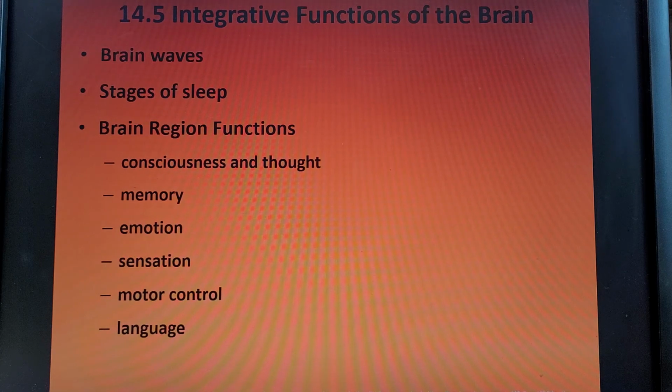Time for part 3 of chapter 14. So this is going to go more into some of the functions of the brain. So looking at the different patterns that we use with the coding of our brain information, so our brain waves, that also will be shown in the stages of our sleep. So that's how we know the different stages of sleep. And then different brain region functions like motion, memory, motor control, as well as language.